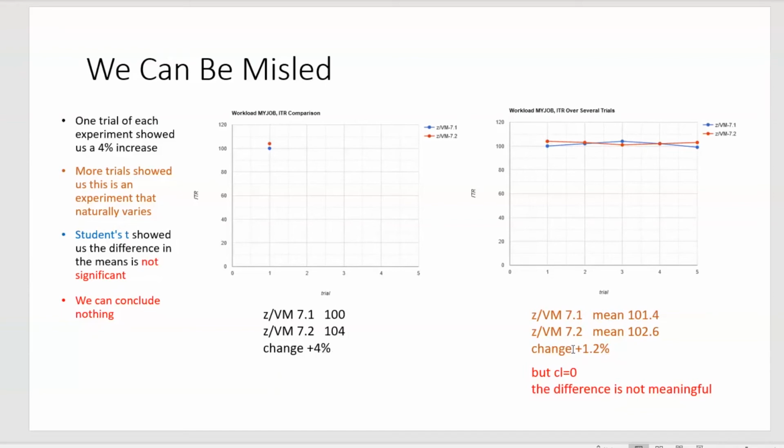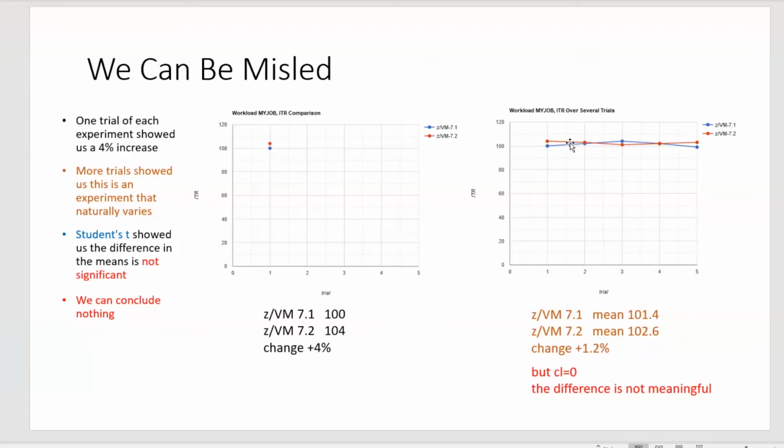You can use a statistical technique, which goes by a number of different names. The most popular name is Student's t, to use the standard deviation in these sample sets to tell you whether you can conclude anything about the difference between the behavior of 7.2 and the behavior of 7.1. And when you run a t-test over these 2 sample sets, what you find out is something called the confidence level, or the CL, comes out to be 0. And what that means is that the difference between these experiments is not meaningful. Look at how much we learned compared to this. 7.2 is not 4% better. It's indeterminate.